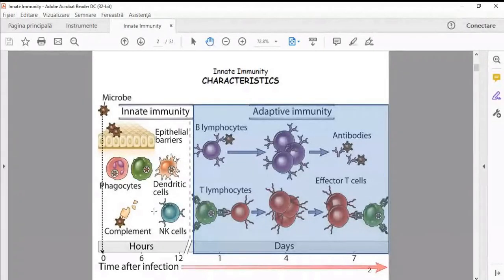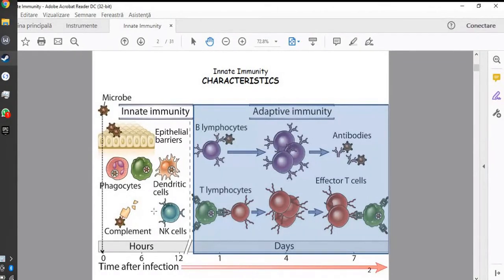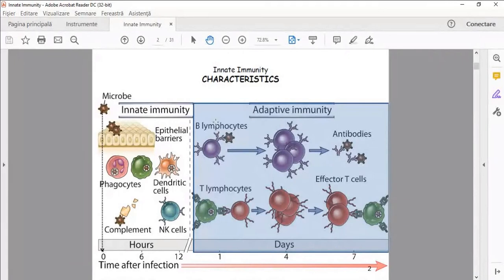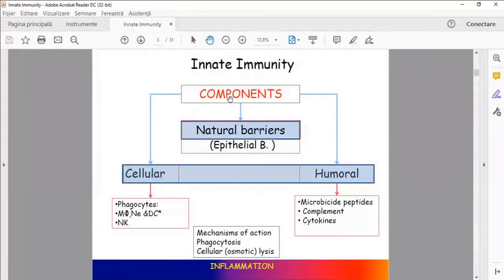In healthy individuals, they are able to recognize and eliminate different microbes that cannot be destroyed by innate immunity means. So, components of innate immunity include natural barriers and also include cellular and humoral branches, similar to the adaptive immunity branch.